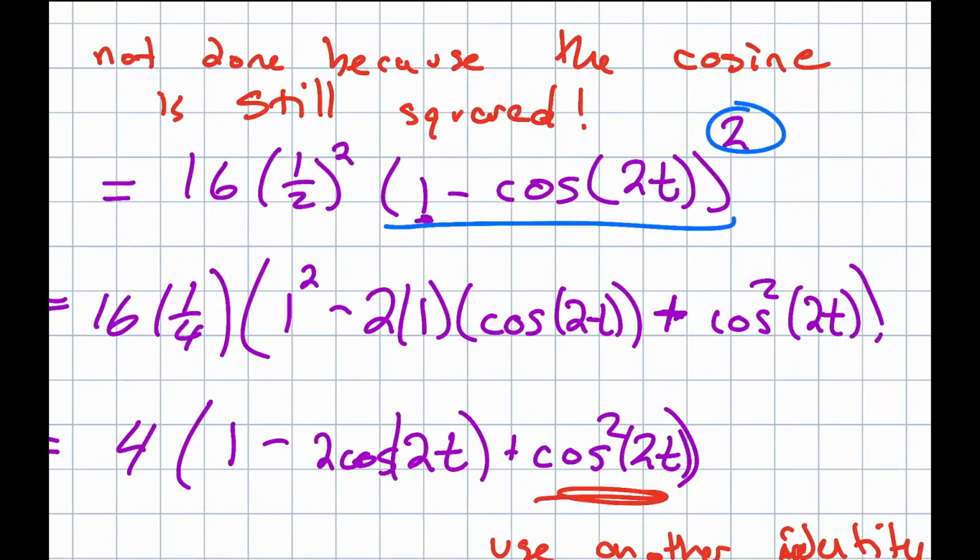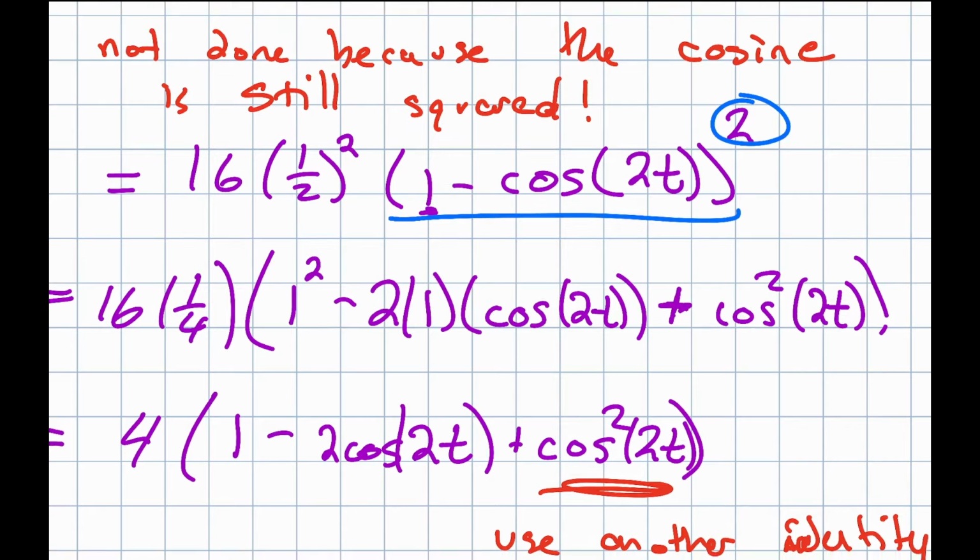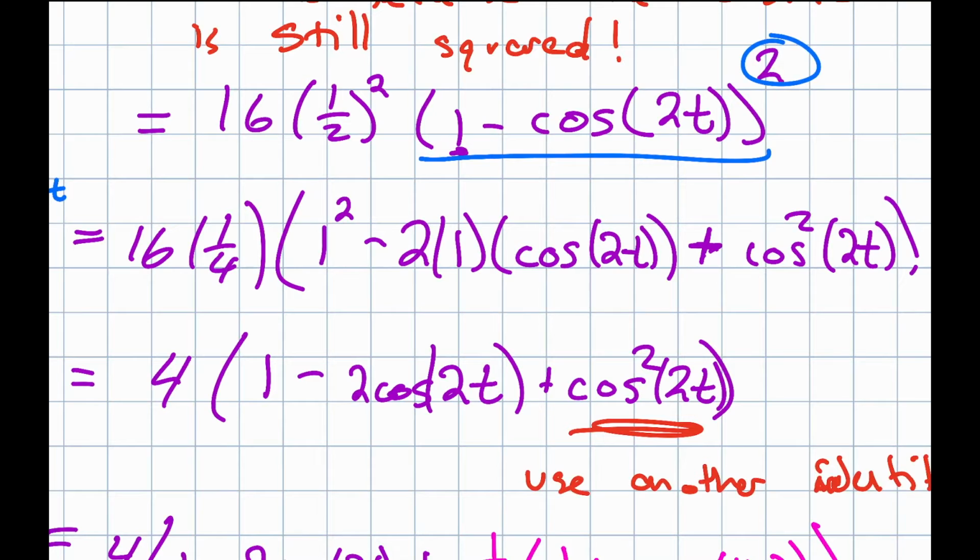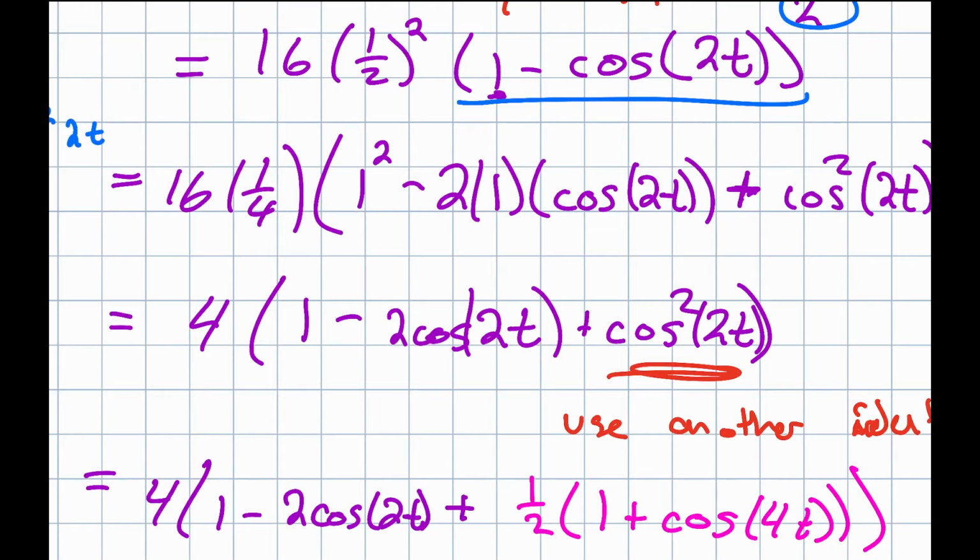So we got 1 minus cosine 2t squared. FOIL it, you get 1 minus 2 cosine 2t plus cosine squared 2t. All right. Then what? Well, the 16 and the 1/4 can just be combined. 16 times 1/4 is 4. I just rewrote this, and we end up here: 4 times 1 minus 2 cosine 2t plus cosine squared 2t.